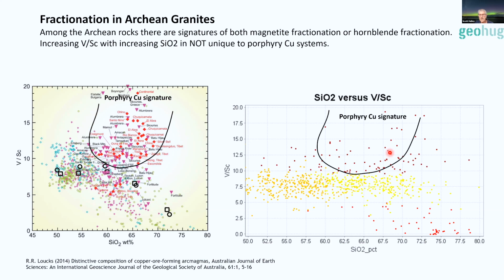And when you see the granite data, you will see lots and lots and lots of hornblende diorites in the Yilgarn that plot in about here. So on the porphyry copper figure, they would be things around 10 to 12 vanadium scandium ratio and 65 to 70% SiO2. They're plotting way up in the porphyry copper field.